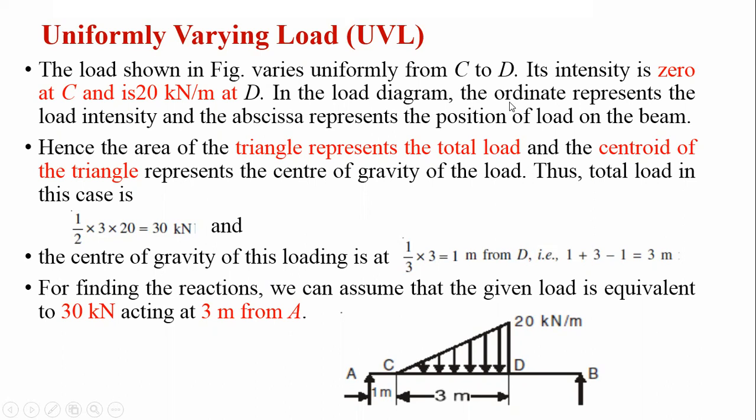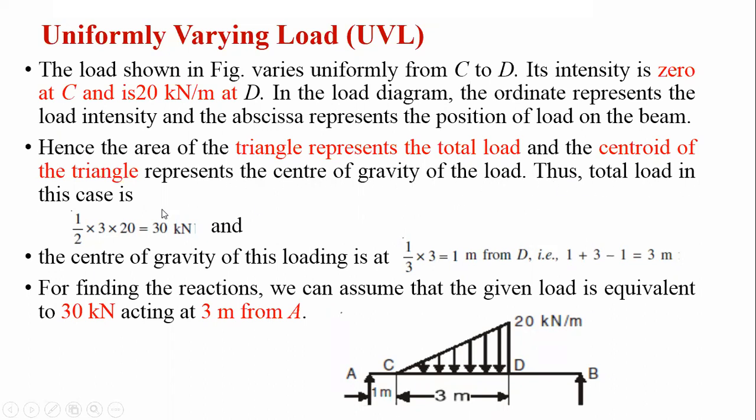The diagram ordinate represents the load intensity and the abscissa represents the position of the load in the beam. Hence, the area of the triangle represents the total load. If you want to convert this triangular load into a point load, simply calculate the area of this triangle, and this concentrated load is located at the centroid of the triangle. The centroid of the triangle represents the center of gravity of the load.